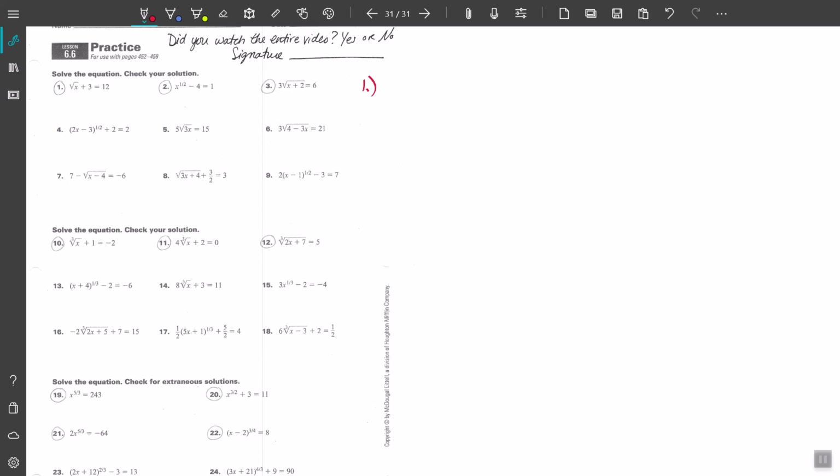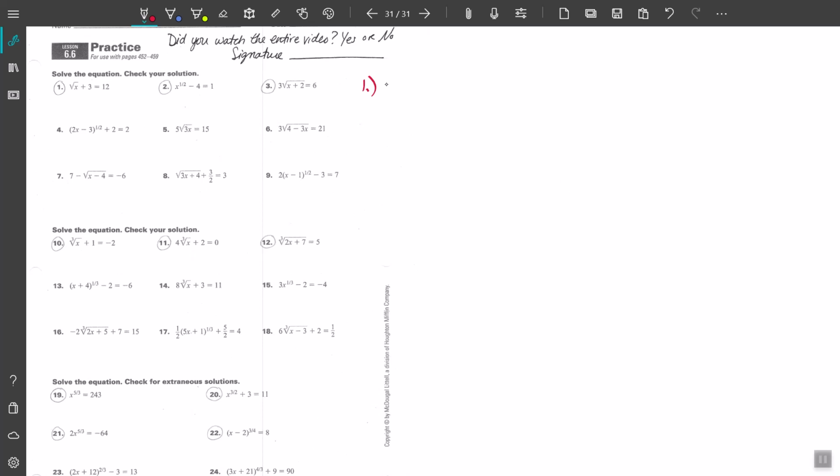You're probably going to want an extra sheet of paper for this worksheet, especially as we get to the bottom of the page. They're going to get a little bit lengthy, and so just bear that in mind. Don't try to squeeze everything on this worksheet if you're having trouble doing that.